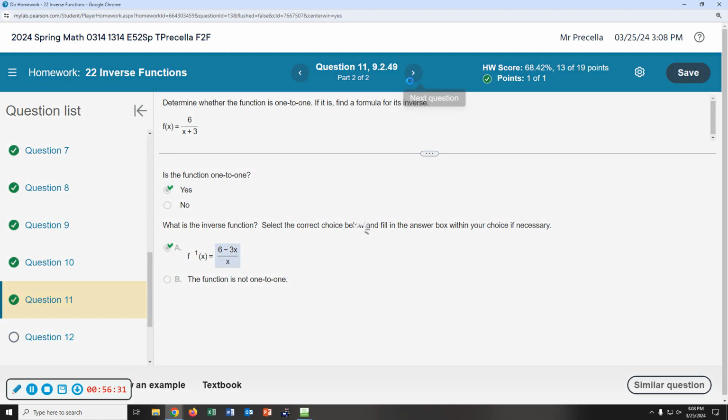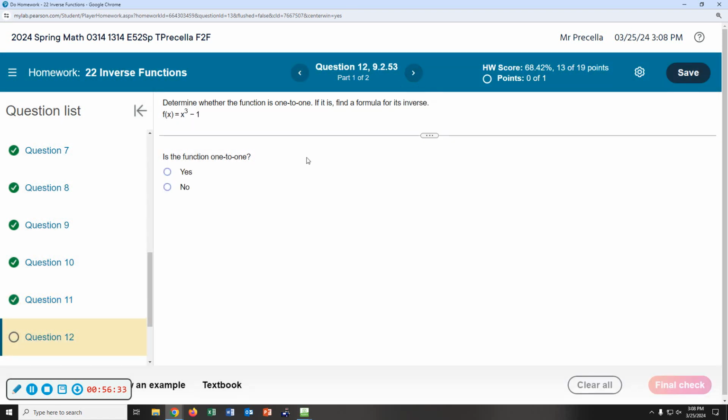Let's do another one. Determine whether the function is 1-to-1. If it is, find a formula for its inverse. f of x equals x cubed minus 1.